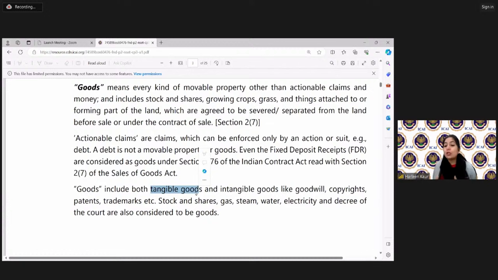Now comes decree of court. Isme problem aati hai bachcho ko. What is the meaning of decree of court? It means the order of the court. What happens at times, we have taken the orders from the court.